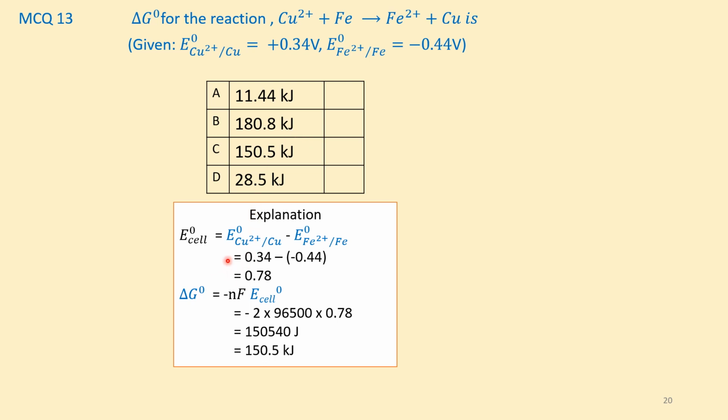E naught of cell is given by E naught of Cu2+ to Cu minus E naught of Fe2+ to Fe. So it is given as 0.34 and for the anode it is minus of minus 0.44. So that becomes 0.78. Delta G naught is minus nF into E naught of cell. Here n is 2. So minus 2 into 96,500 into 0.78, and that is 150.5 kilojoules. Please mark it as C.